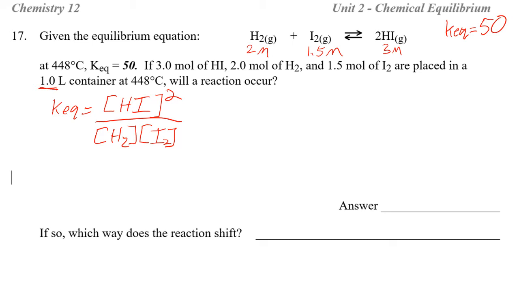Now, I know that KEQ, when it's at equilibrium, equals 50. So now we're going to do a test on it, or in other words, what we call trial KEQ. Trial KEQ equals HI squared, so that is going to be 3 molar, 3 squared, over 2. There's no squaring involved here. These are subscripts, they're not coefficients that go in front like this one. 2 times 1.5.